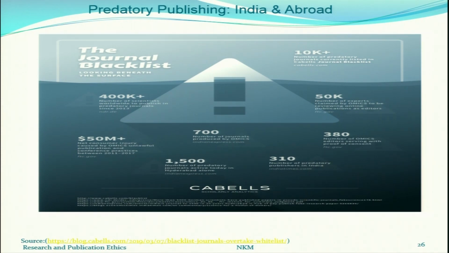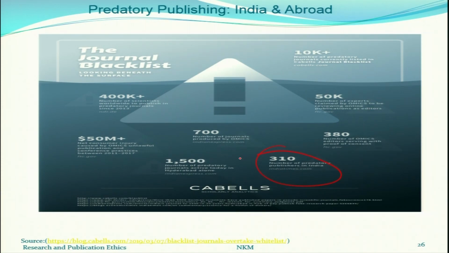publication as editors. OMICS is again a predatory fraud. This journal is registered in India. Srini Babu, we will discuss this case study further. We see again that 380 OMICS editors are serving without proof of consent. They are working for predatory journals. And then we see more than 300 predatory publishers in India. That's a big number. We have to understand.